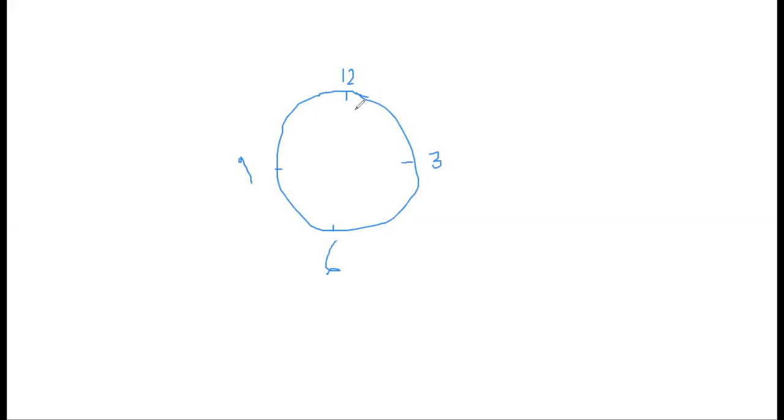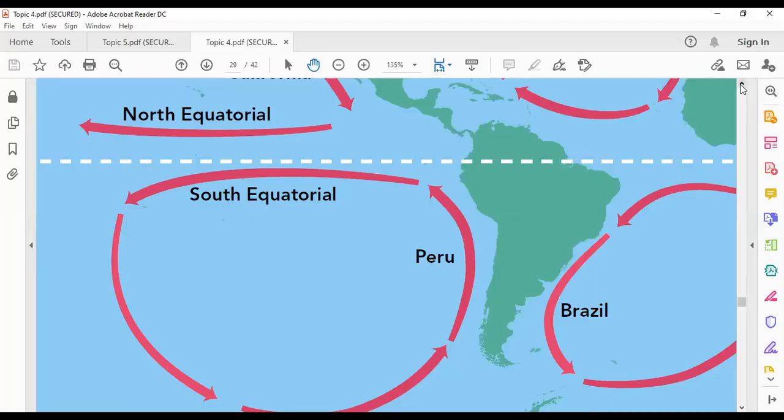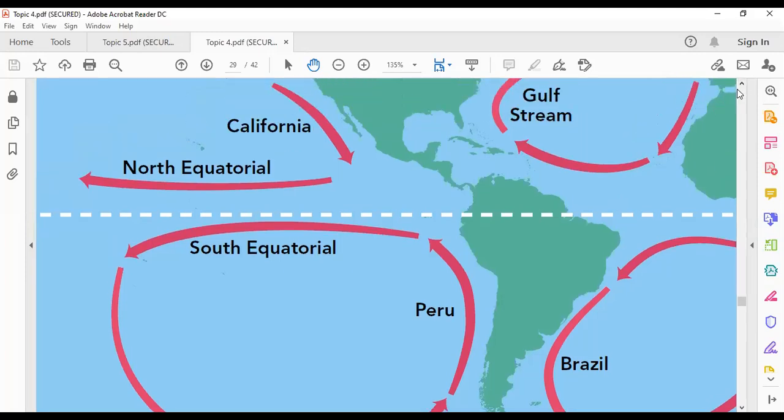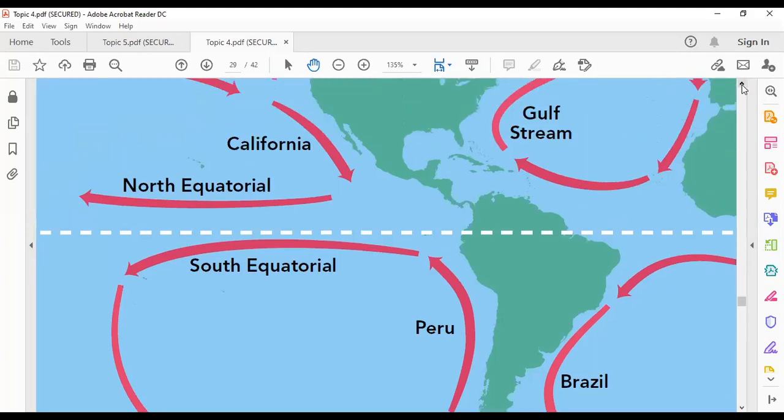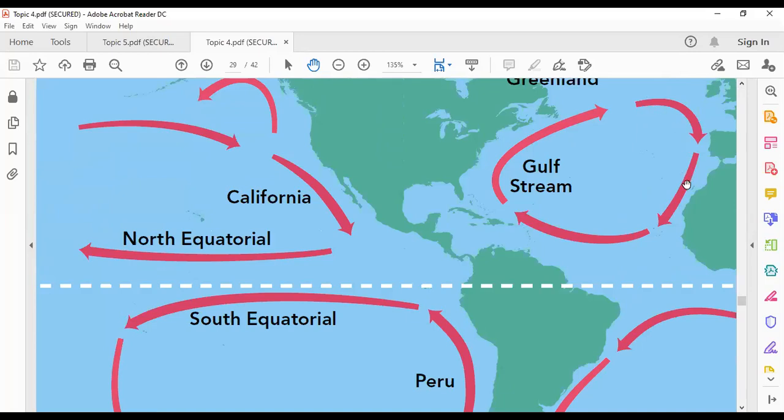Look here. The clock moves like this. So in this case, we say clockwise. But if you move like this, it is counterclockwise. Currents to the north of the equator. This is the equator. Notice that currents to the north of the equator are moving what? Clockwise.